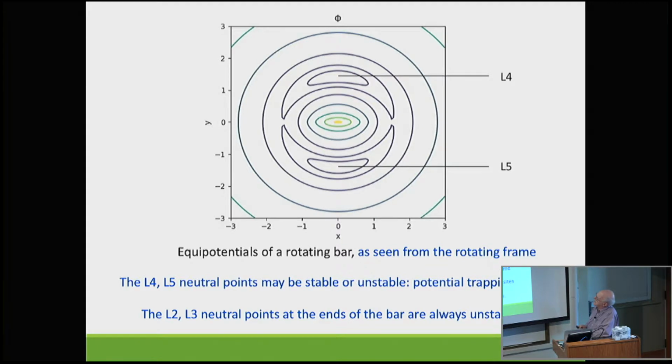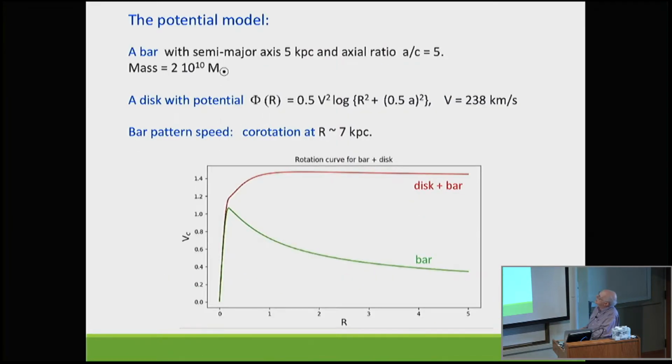So what happens, as the bar's rotating, is that stars in the disk get hung up around these neutral points, and you'll see in just a moment they can come way out to the sun, and the sun would be out at about this sort of radius here. Okay, moving along. So what I did, I just took a potential model, and then I integrated up a whole bunch of orbits and studied their stability just numerically. So the potential model is pretty conventional. It's a bar with a semi-major axis of about 5 kiloparsecs, a mass of about 2 by 10 to the 10 solar masses, and then it's got a disk with a logarithmic potential that just gives you a flat rotation curve.